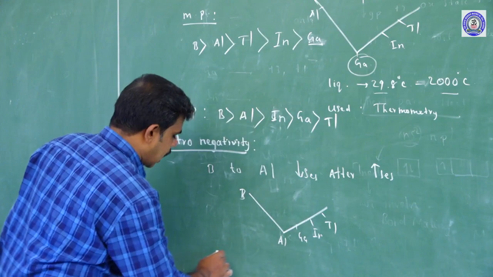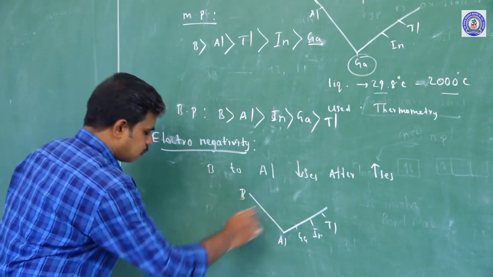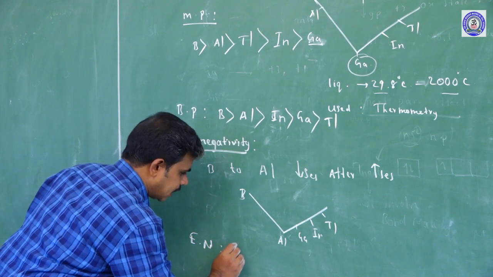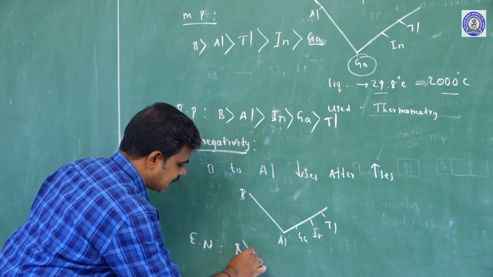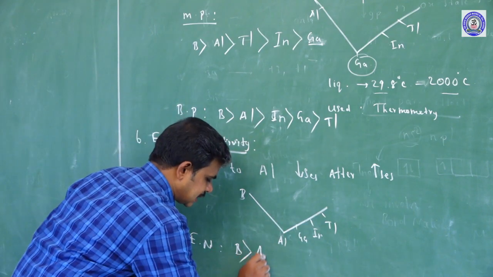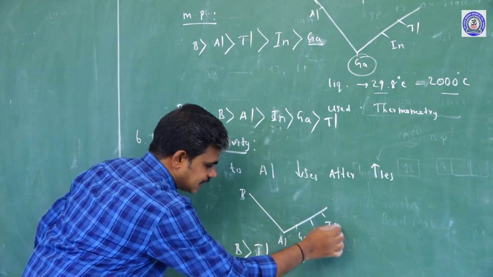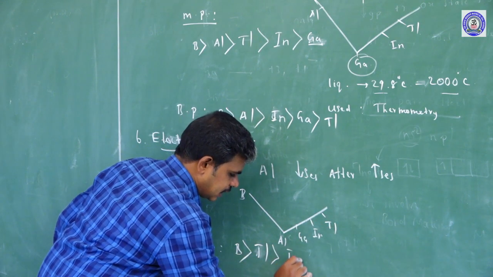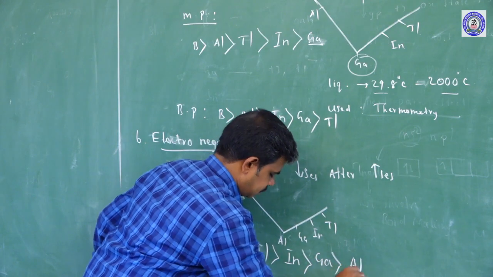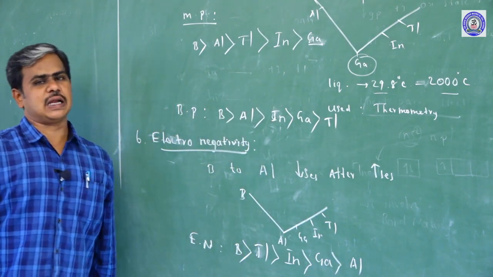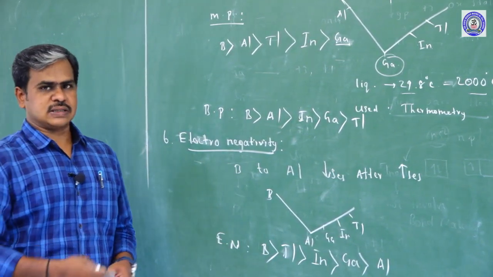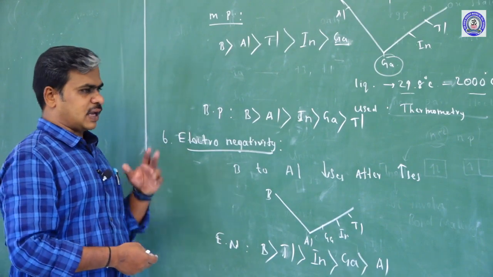So what is the order? The electronegativity order is boron as the highest electronegativity. After that, it is thallium, and then indium, gallium, and aluminum. So aluminum has the least electronegativity. These are the variations of properties of the elements.